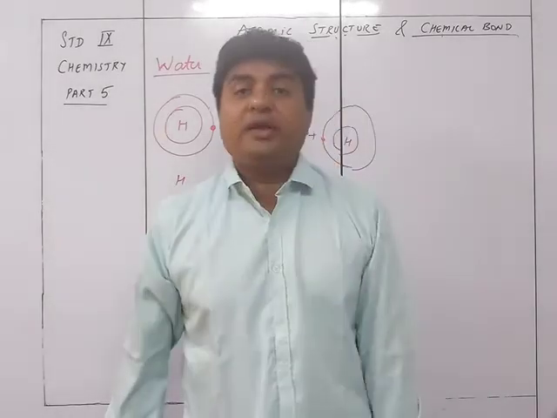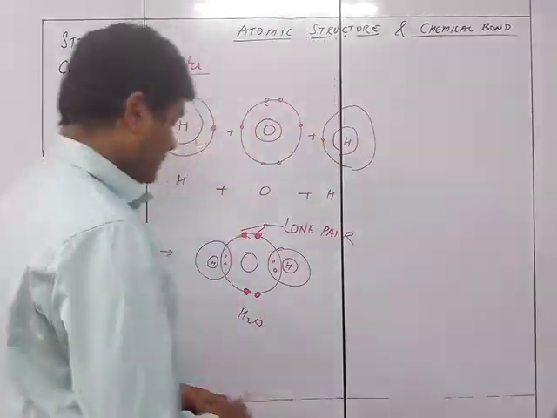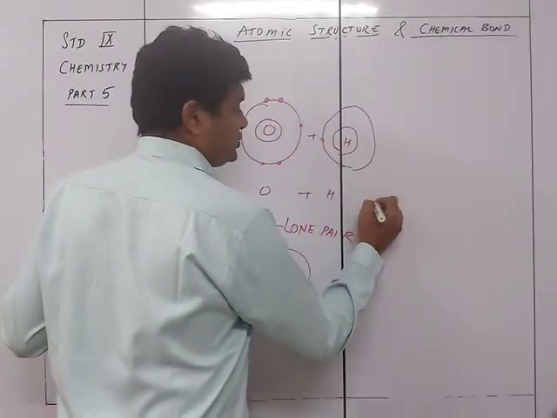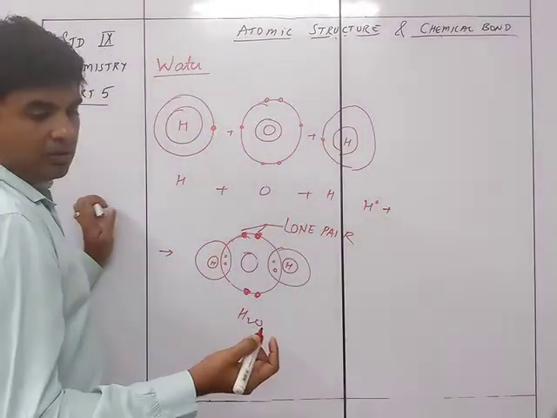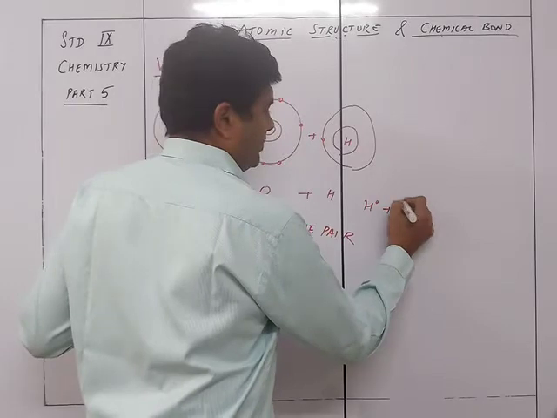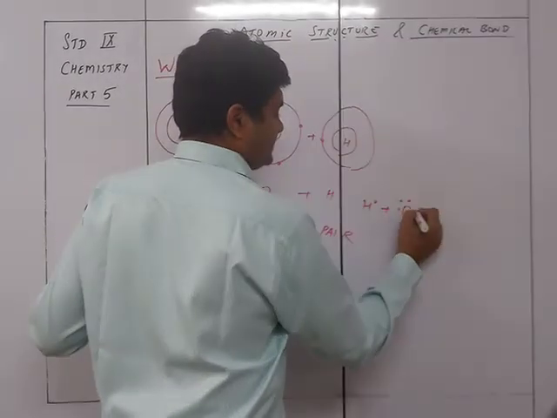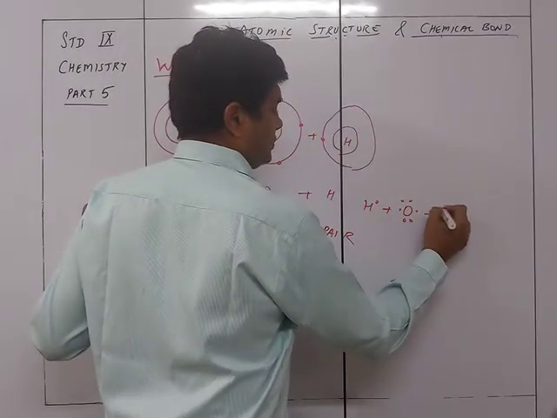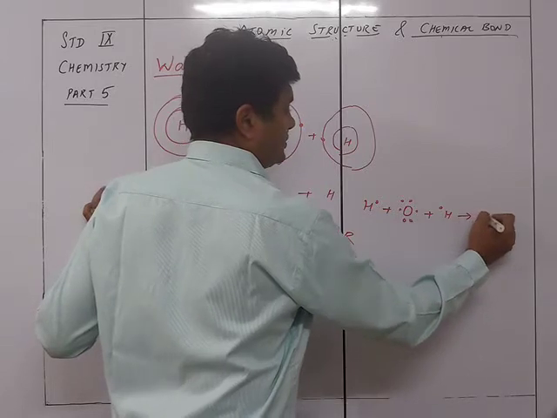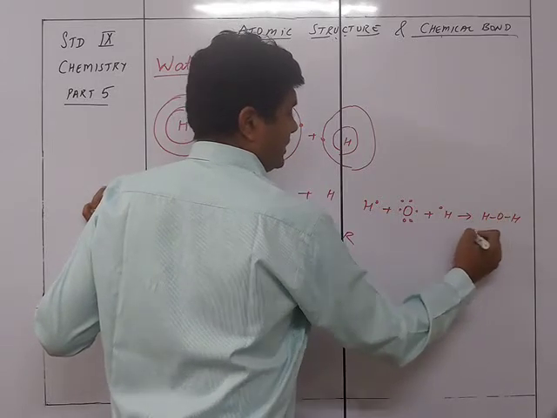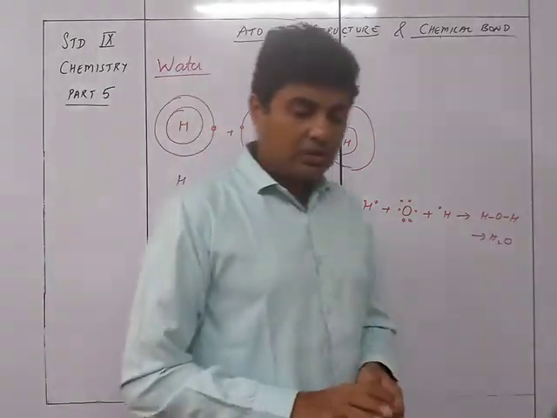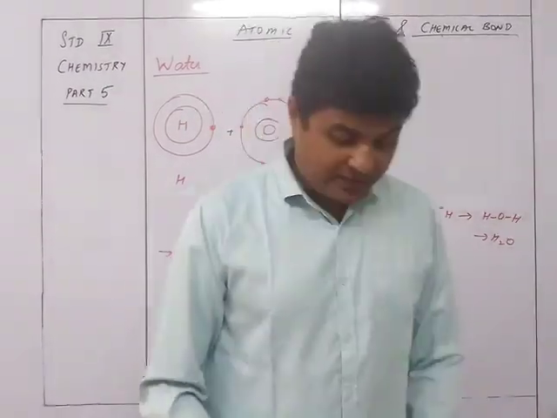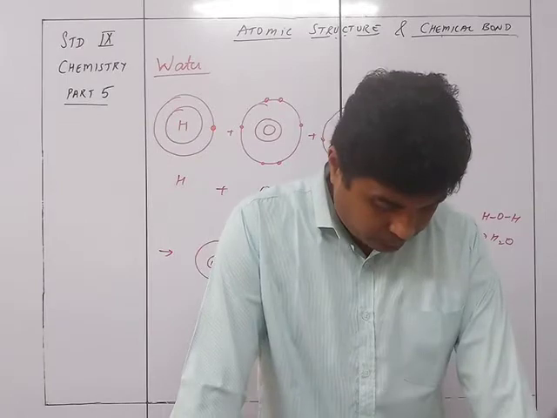In the case of the dot diagram of water, it will be this way: H dot plus O with 1, 2, 3, 4, 5, 6 plus H dot over here, to give you H dash O dash H, giving you H2O. So this is the electron dot diagram of the structure.